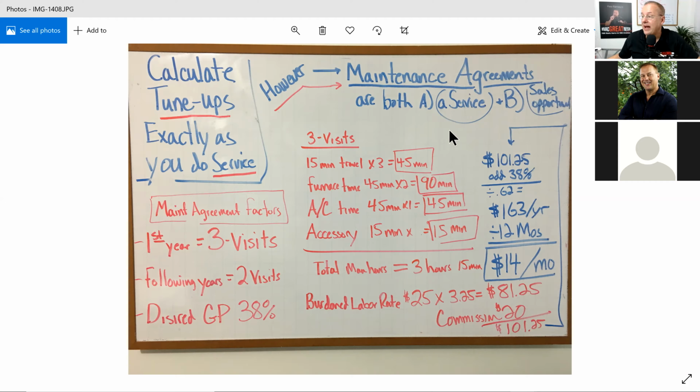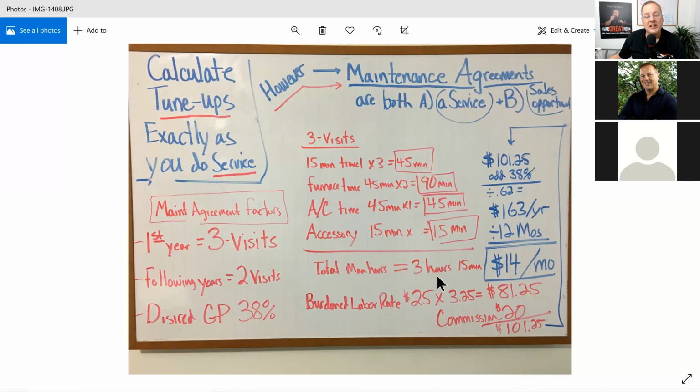So maintenance agreements, you provide a service, but you also have sales opportunities. In this particular example, we break it down this way. It takes about 15 minutes. We've got 3 trips out there, that's 45 minutes each for that first year. Either the furnace or the AC is about 45 minutes. One of them is going to be done twice. Like in this case, the furnace is done twice. So that's 90 minutes because we did that one twice and this is once. And let's say they have an accessory on there and it takes about 15 minutes, whatever.